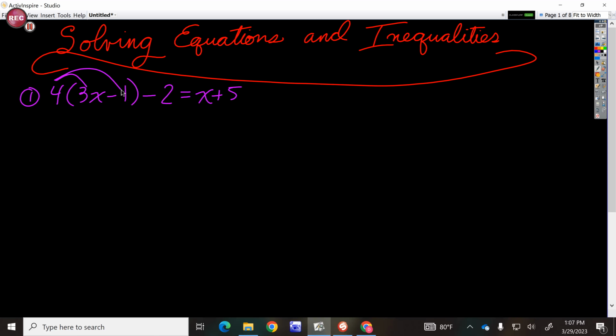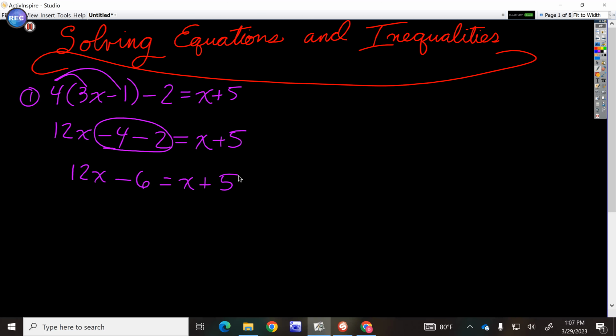So when we distribute, 4 times 3x, 12x. 4 times negative 1, negative 4. Now bring everything else down. Minus 2 equals x plus 5. Now the like terms need to have the same variable and exponent. In this case, the like terms are negative 4 minus 2. If you put those together, you're doing it just like you see them. They equal negative 6. Again, bring everything down.